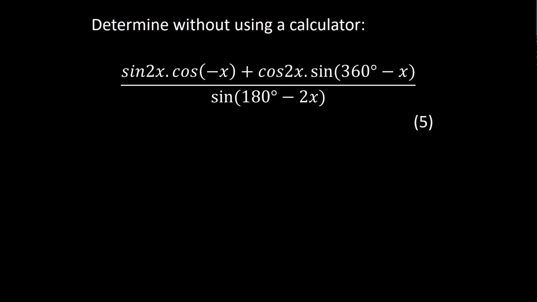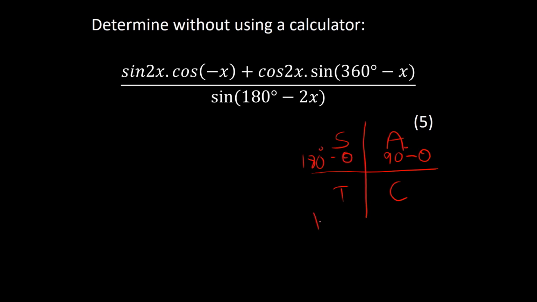So therefore, what we need to remember to use here is this one, A, S, T, C, all stations to Cape Town, CAST diagram. In the first quadrant, all angles are less than 90 degrees. In the second quadrant, all angles are less than 180 degrees. In the third quadrant, everything is less than 270 degrees. And in the fourth quadrant, all angles are less than 360 degrees.